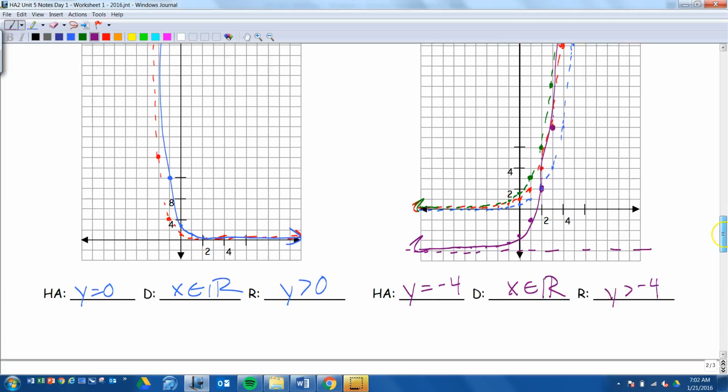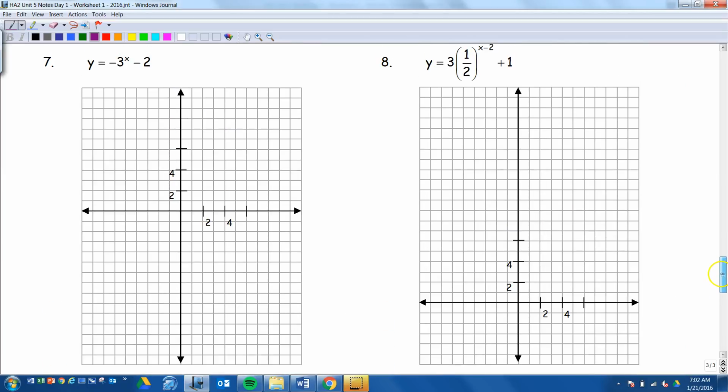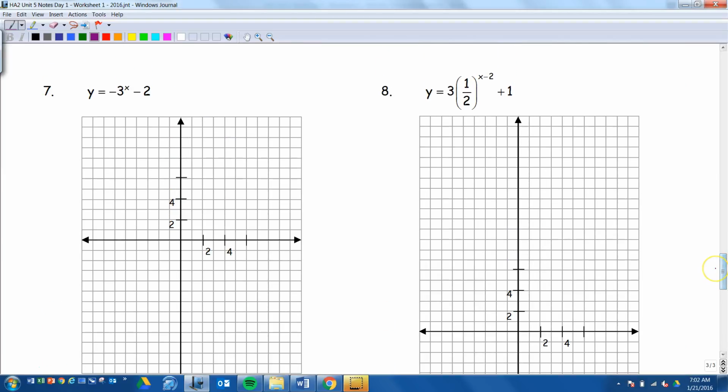All right, we got a couple more. So we're going to start off with a base graph of 3 to the x, which is, again, at 0 it's 1, at 1 it's 3, at 2 it's 9, and then we have 1/3, 1/9, and so on.